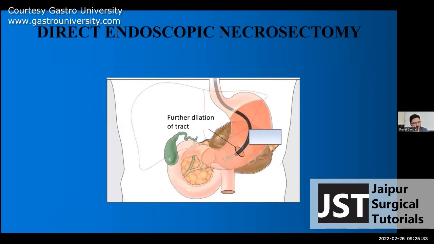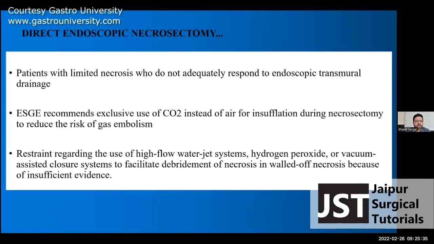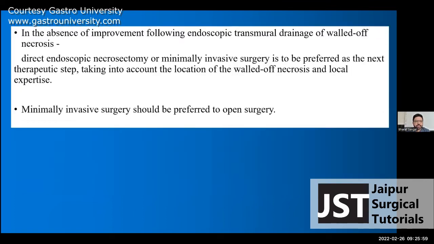Endoscopic direct necrosectomy is also an option. It's usually done when there is limited necrosis that does not adequately respond to endoscopic transmural drainage. The European guidelines recommend exclusive use of carbon dioxide instead of air to decrease the risk of gas embolism, and also recommend restraint in the use of high flow water jet system, hydrogen peroxide, or any vacuum closure dressings to facilitate debridement because of insufficient evidence.